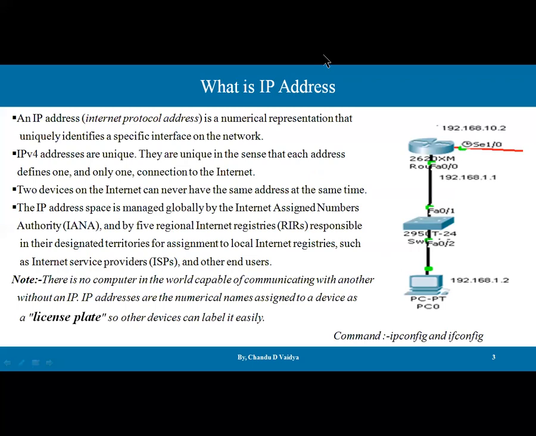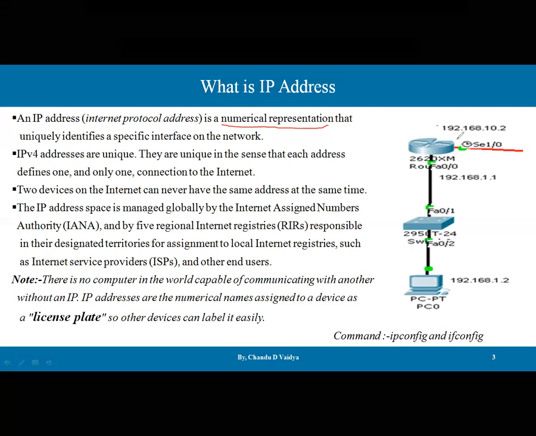Now, what is an IP address? An IP address is a numerical representation that uniquely identifies a specific interface on the network. If you look at the diagram, here we can see an interface of the router, the WAN port, and on the lower side the LAN port. On every interface, an IP address is going to be set. Plus on this computer also, an IP address is going to be set. So here 1.2 has been set, here 1.1 has been set, and here 10.2 has been set. So on this interface, the IP address can be set. There are commands for that also, no issue.